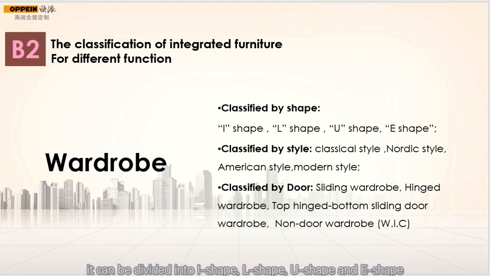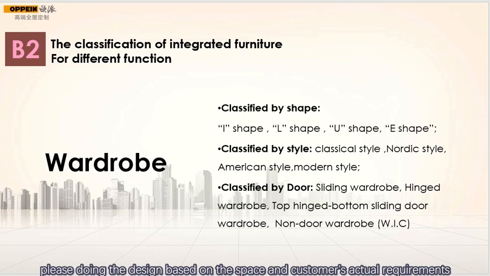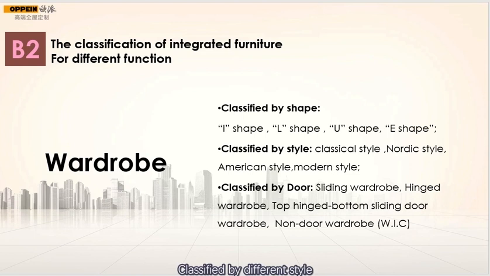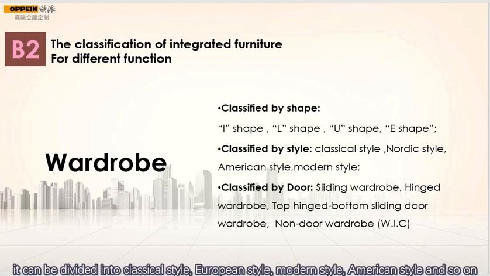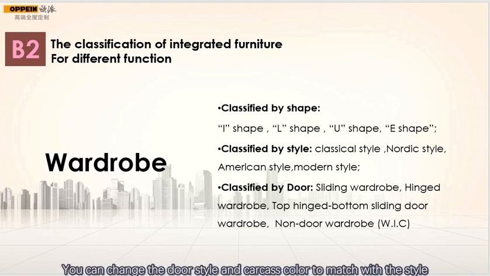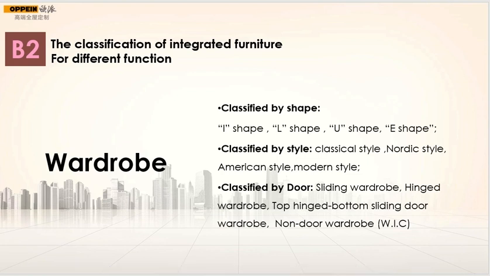Classified by different shape, it can be divided into I shape, L shape, U shape, and E shape. Please do the design based on the space and the customer's actual requirements. Classified by different style, it can be divided into classical style, European style, modern style, American style, and so on. You can change the door style and the carcass color to match with the style.